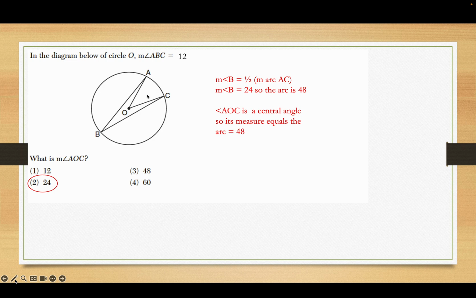The explanation is that angle ABC is 12. That's this angle in here. That makes this arc 24. So then the central angle is the same. It's also 24.